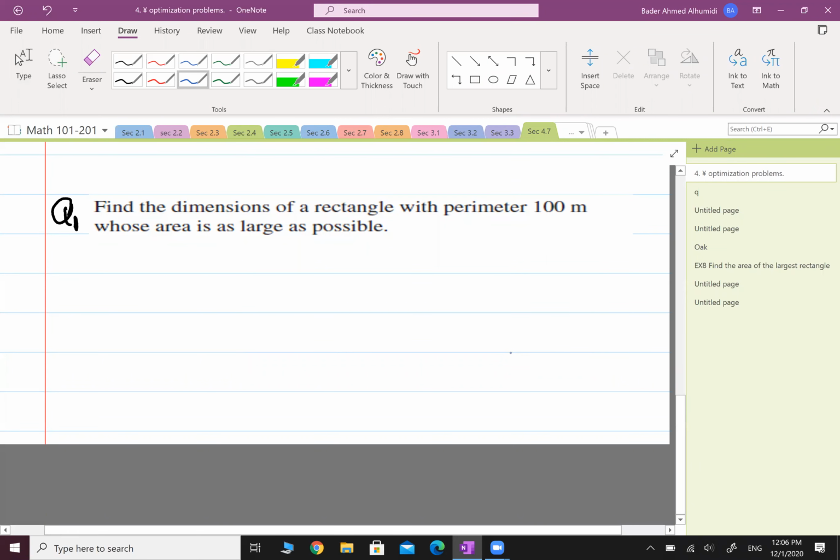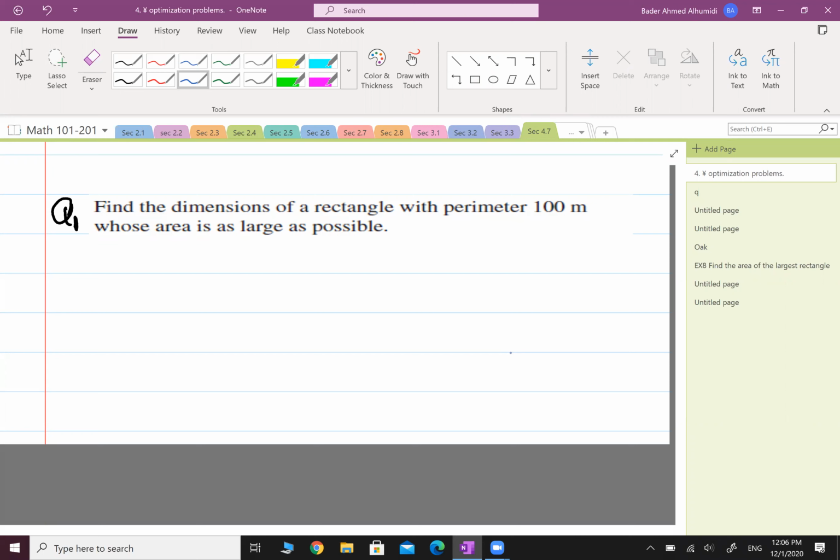It says, find the dimensions of a rectangle. So this statement means we need to find the length and the width, okay? With perimeter 100 meters, whose area is as large as possible. Assume someone gave you a rope of 100 meters, and he said, okay, this is the land, go ahead and circulate a certain rectangular land for yourself to build a house, for example. At that time, your target will be, what is the maximum area possible I can take? So your target will be to maximize the area of the land you need to circulate.